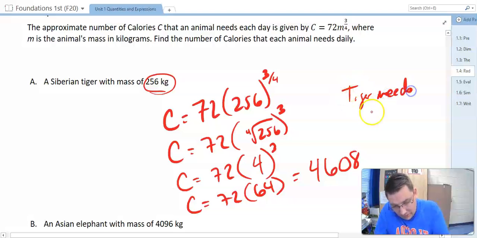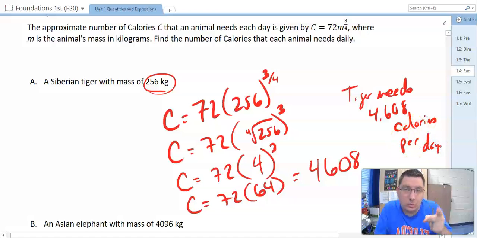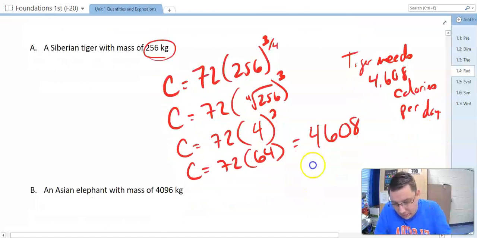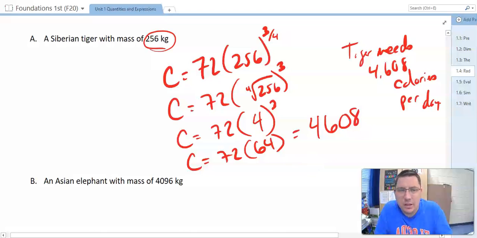So this tiger needs 4,608 calories per day. Because remember, word problems require word answers. All right, so example B, we'll save that one for class. But if you want to try it on your own as a part of your notes, try it, see what you get, and then we'll look at it in class together.